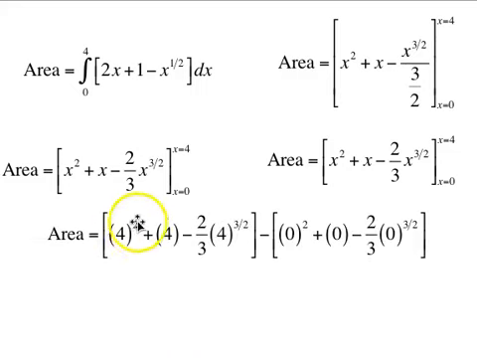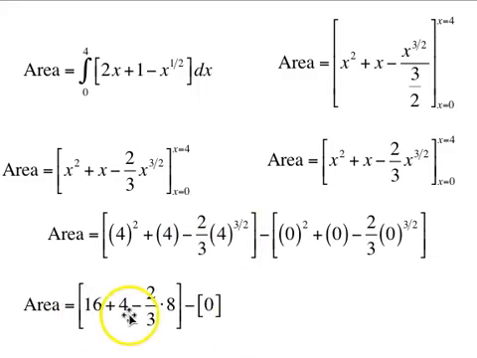So plugging in 4: 4 squared plus 4 minus 2/3 times 4 to the 3/2. Plugging in 0: 0 squared plus 0 minus 2/3 times 0 to the 3/2. Everything there becomes 0. 4 squared is 16, plus 4. For 4 to the 3/2, do the square root of 4 first. 4 to the 1/2 is 2. 2 to the third is 8. That'll be 2/3 times 8. So 16 plus 4 minus 2/3 times 8, that's 20 minus 16/3, which gives me 44 over 3.